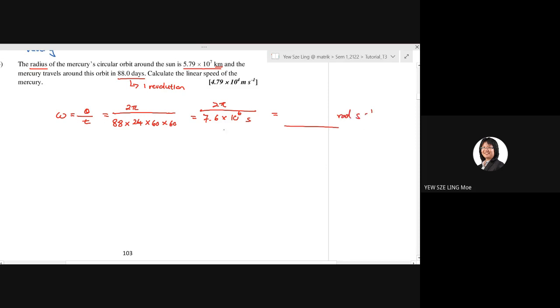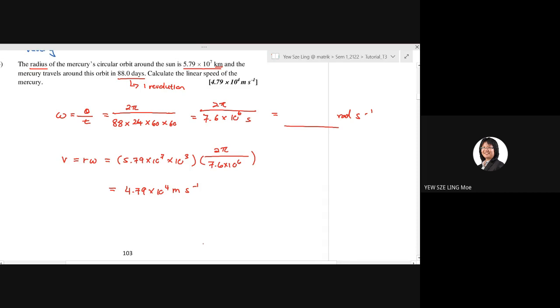Now that you have omega, you can proceed to calculate the linear speed, where v equals r omega. So r is 5.79 times 10 to the power of 7 in terms of km, so you want to change km into meter, you times another 10 to the power of 3. Times the omega, which is 2 pi over 7.6 times 10 to the power of 6. Then the final answer is 4.79 times 10 to the power of 4 meter per second.